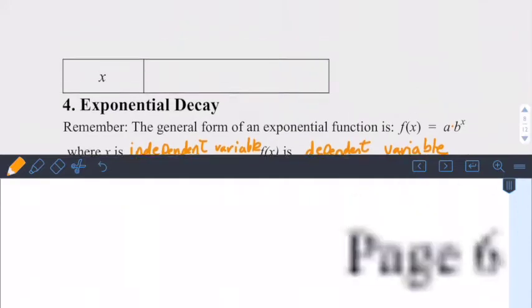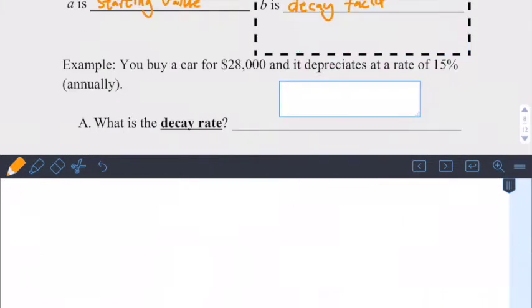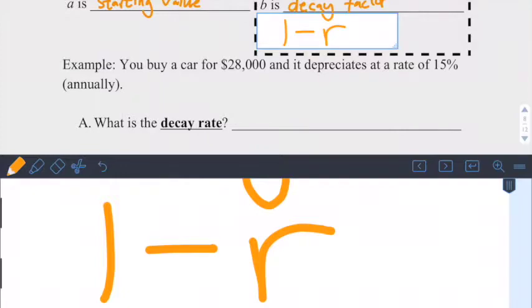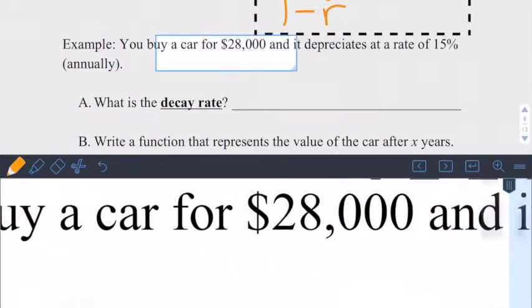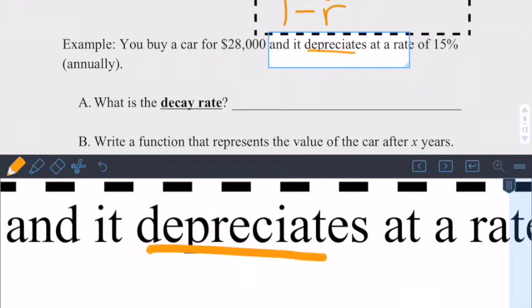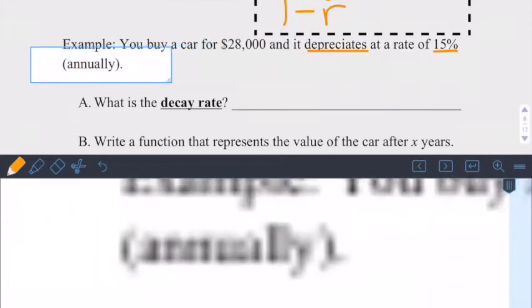So if you think back to exponential growth, where it was 1 plus your rate, exponential decay is going to be 1 minus our rate of decay. So here we go. You buy a car for $28,000 and it depreciates, aka gets smaller, goes down at a rate of 15% annually. Okay, we're still working annually.